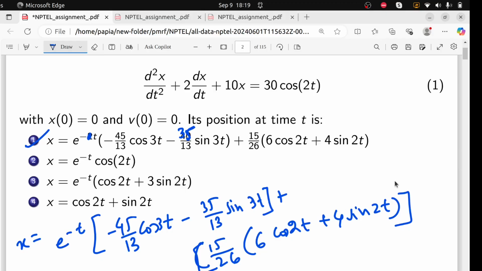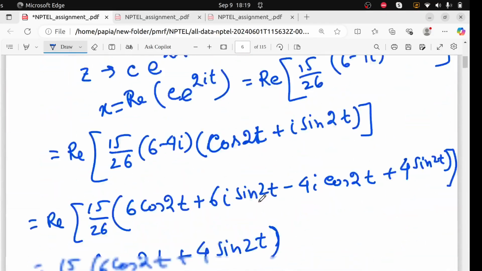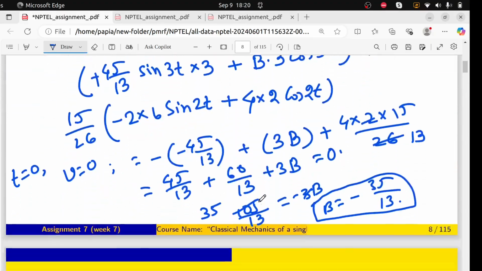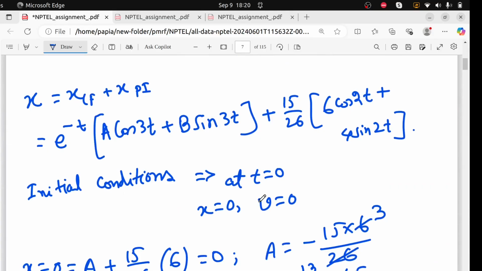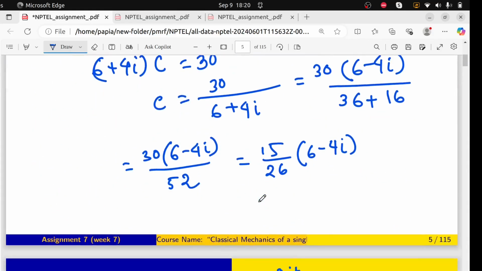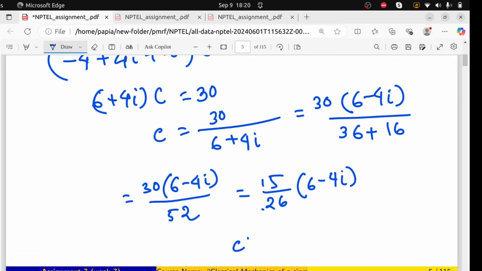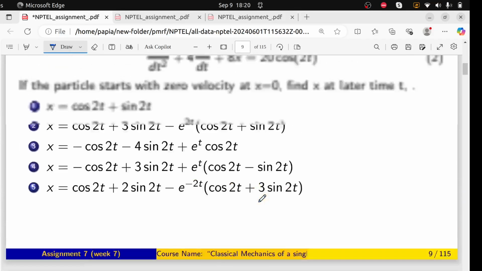So for this case, what we have done, we have taken the XCF and XPI, and then we calculated CF and PI explicitly, and we found that A, B and C are as this one, and after putting all the values A, B, C, we just calculate the expression for X. So our C was this one. Let me just box it. Okay, maybe now I can go for the next question.